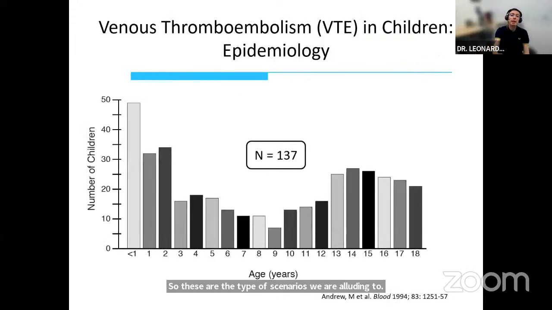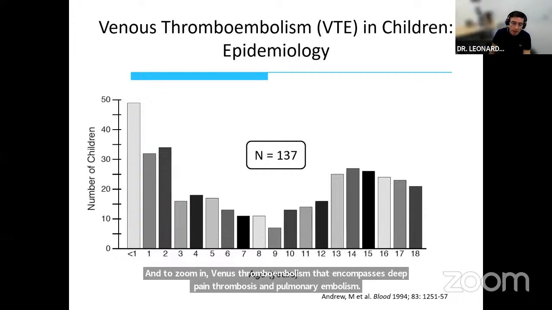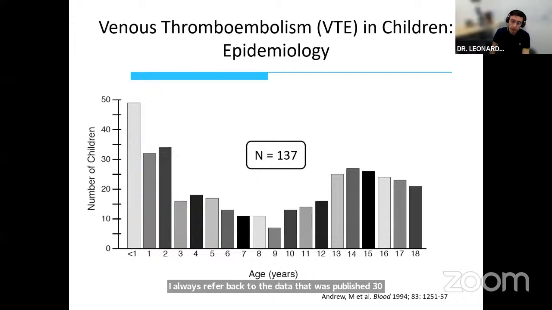And to zoom in on venous thromboembolism, that encompasses deep vein thrombosis and pulmonary embolism, I always refer back to the data that was published 30 years ago now, but I want to pay homage to the late Dr. Maureen Andrew. Dr. Maureen Andrew had her nurse fly out to all 16 Canadian pediatric centers, collecting data manually through chart reviews. And she gathered at that time 137 children aged 0 to 18, portraying the characteristics of those thrombotic events.